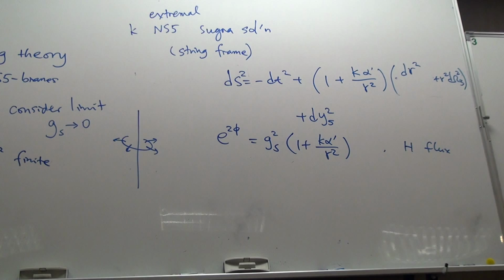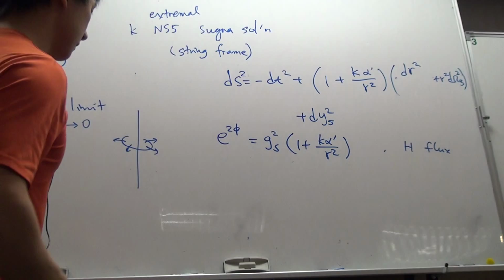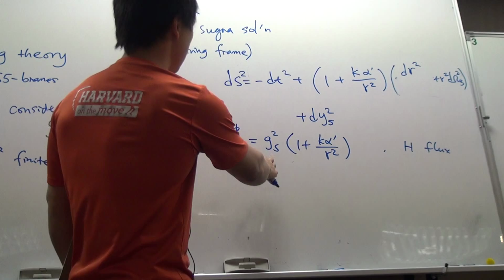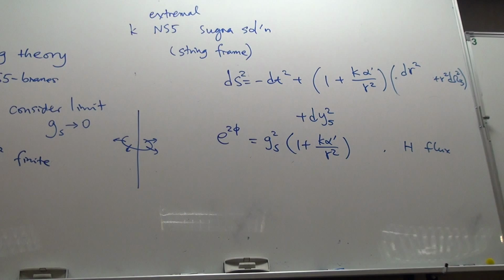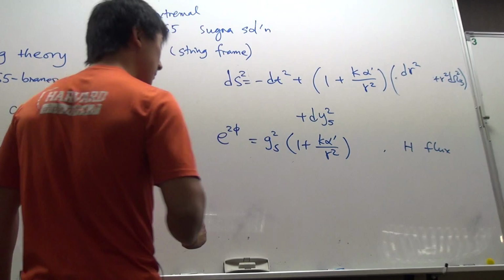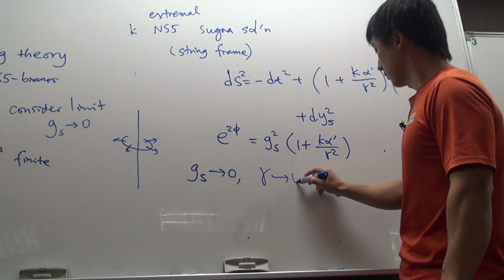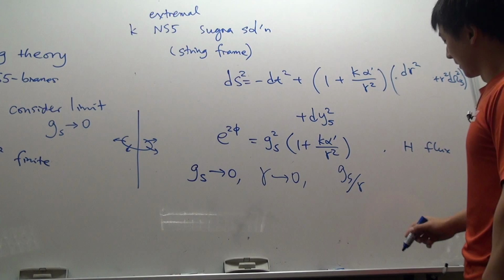Now, in the decoupling limit, if you send the bulk string coupling, the asymptotic string coupling, to zero, and you look at the region very close to the brane where r is very small, then the string coupling can still get large. In fact, the string coupling will still go to infinity as r goes to zero. So that suggests that there are some strongly interacting degrees of freedom on the brane, even if you send the bulk coupling to zero. So the decoupling limit here is sending the bulk string coupling to zero and r to zero, but keeping g_s over r finite.